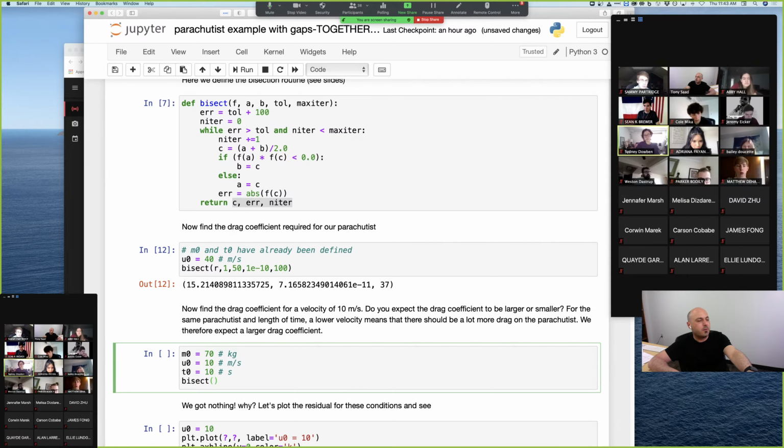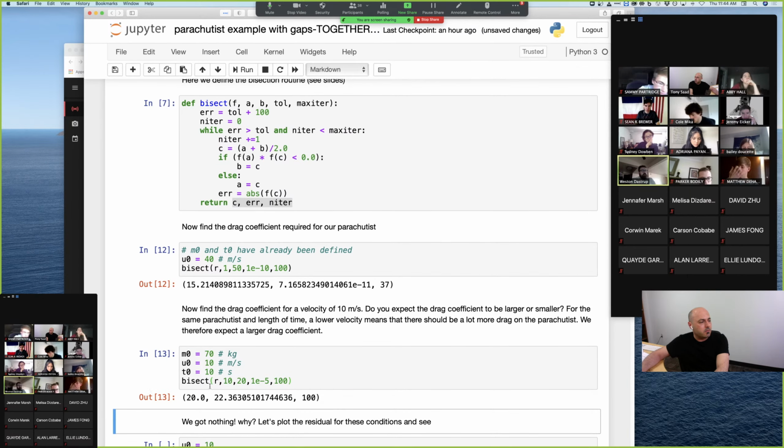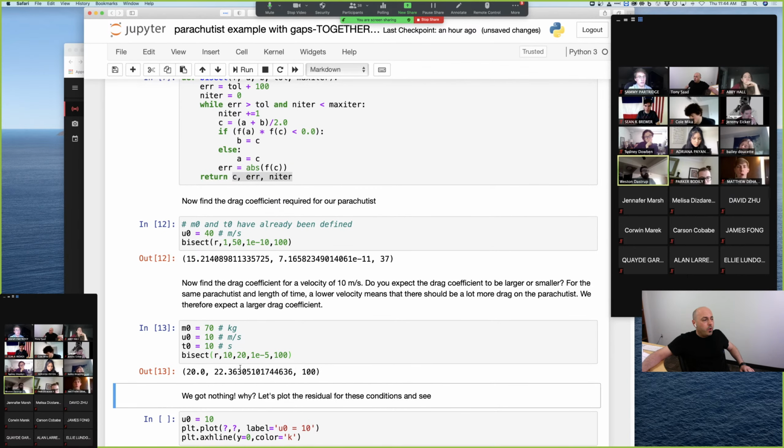Weston, do you have something? Yeah, I punched the code in and it never converged. It's giving me a root of 20, but my error is at 22, and then it went all the way to the number of iterations I allotted. So I suppose what you put is bisect R, 10, 20, 1e to the minus 5, and 100. And this is what you got. Correct. So clearly this didn't converge.